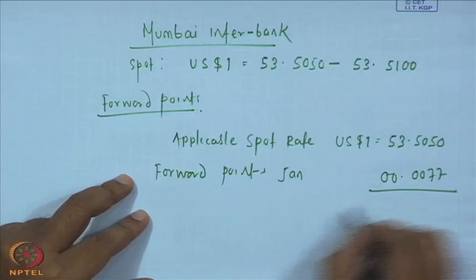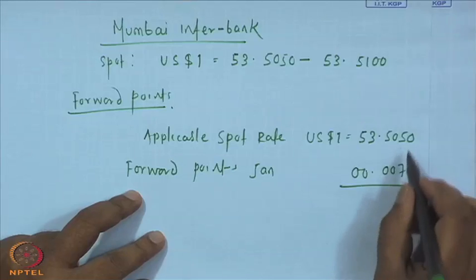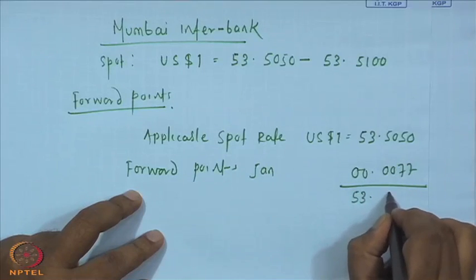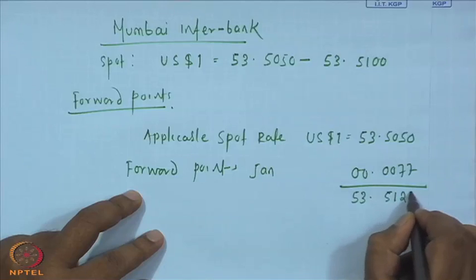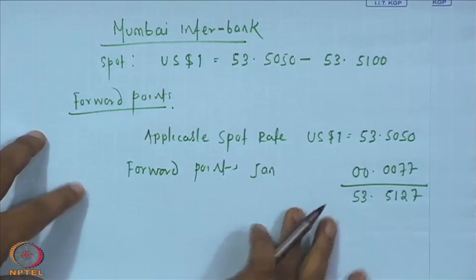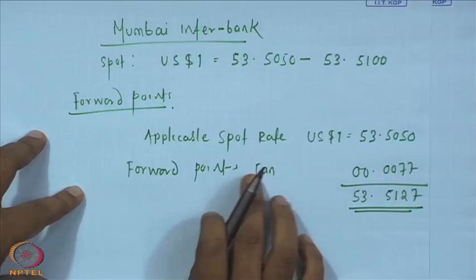77.0077. So, 77 point you have to add here. Now, how much is it coming? It is coming 53.5127, after adding the January month premium for the US dollar or the January month discount for the Indian currency.